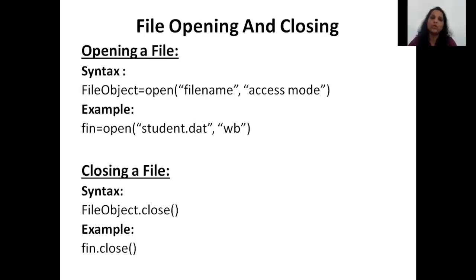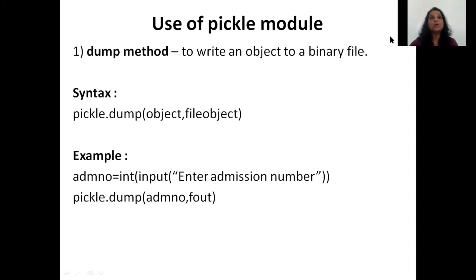Similarly, how do you close a particular file after you've finished using it? You will write the object name dot close. When you write the object name dot close, it means you're planning to close the file. All the resources attached with the file are now going to be released. Is that clear? I hope the opening, the closing, and the access modes are clear. Now let me introduce you to the Pickle module.